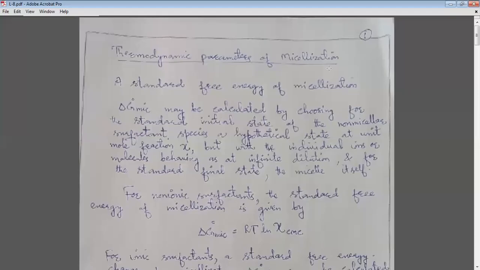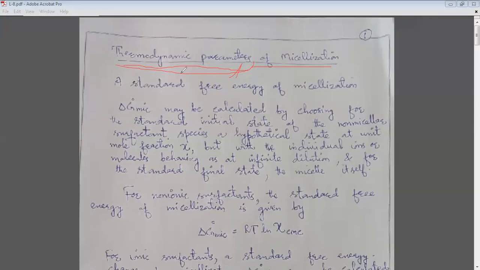Okay, dear students, today we will try to understand the thermodynamic parameters of micellization. Thermodynamic parameters are basically Gibbs free energy of micellization, change in enthalpy of micellization, and change in entropy of micellization. And other related parameters can also be calculated using these three parameters.